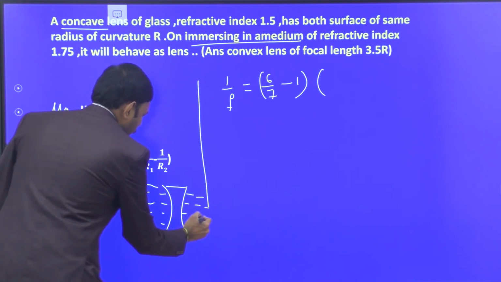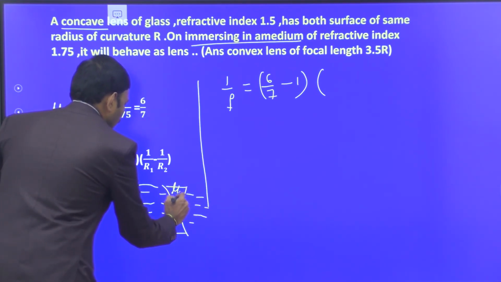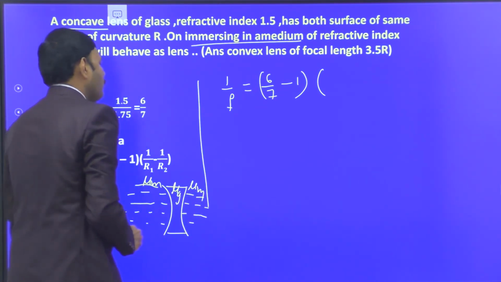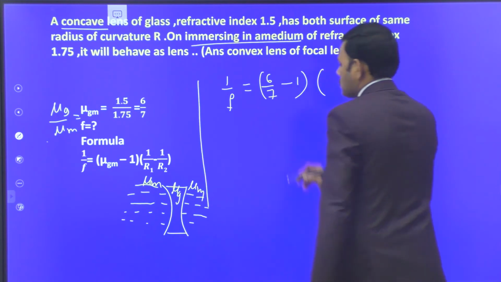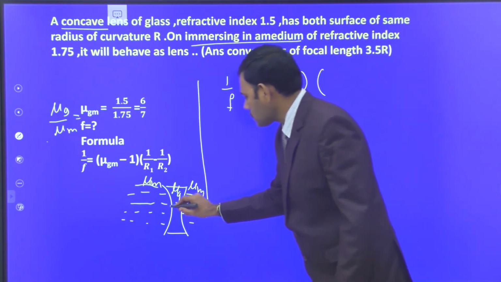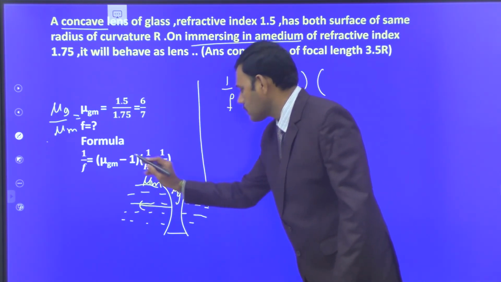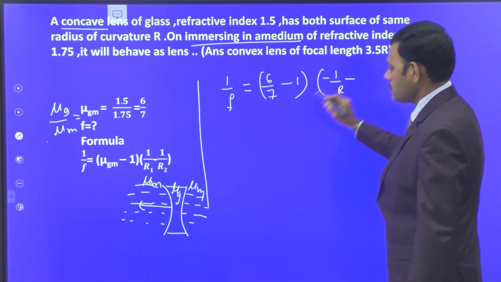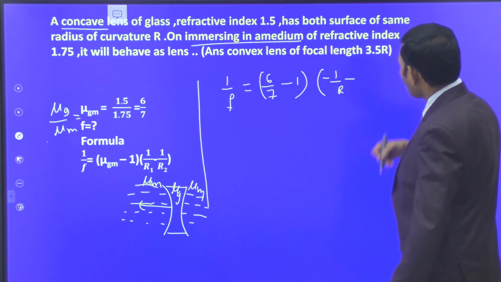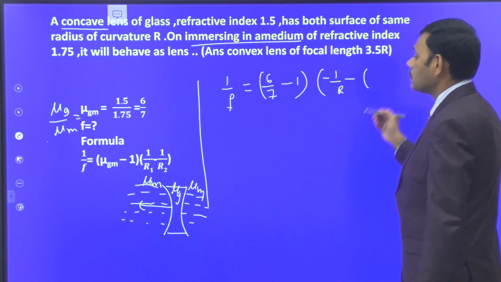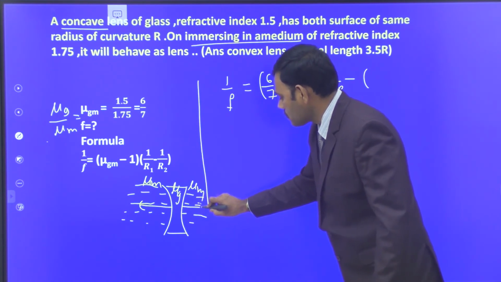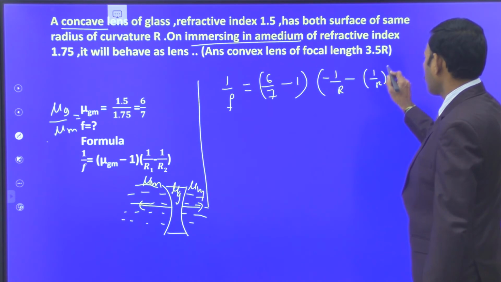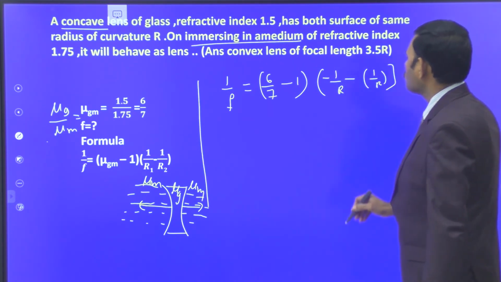See, this is the refractive index of glass and this is the refractive index of medium on either side. So we find out refractive index of glass with respect to medium, 6 by 7 minus 1. The radius of curvature of the first concave surface is negative side. So minus 1 by r, minus is there in the formula. R2 is also r but with positive sign. Radius of curvature for the second refracting surface is positive, right side. So 1 by r. So it becomes minus 2 by r.